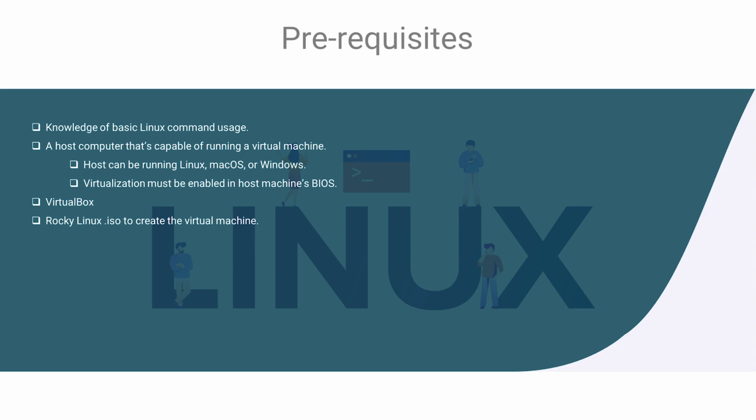And virtualization must be enabled in the host machine's BIOS. We're going to use VirtualBox for our virtualization program, and you will want a Rocky Linux ISO file to create the virtual machine. And really that's it. As I said, nothing fancy, nothing difficult here. It's just going to be a very, very simple course with very simple requirements.